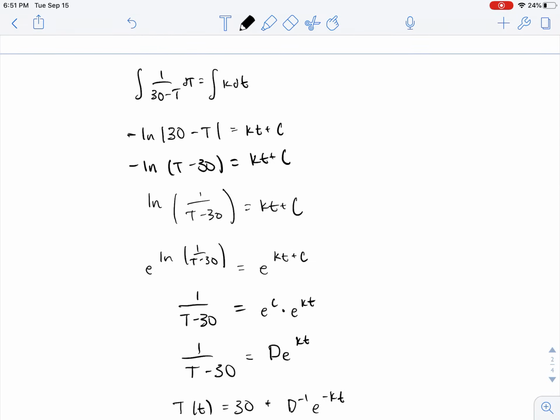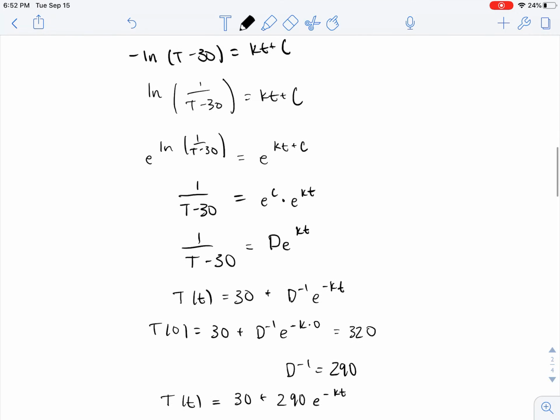Now, to get rid of that natural log, we're going to set both sides to the e. In this case, it is going to simplify down to 1 over T minus 30 is equal to e to the C times e to the kt. Since e to the C is a constant, we can just set it equal to a variable. In this case, I chose D. So 1 over T minus 30 equals D times e to the kt.